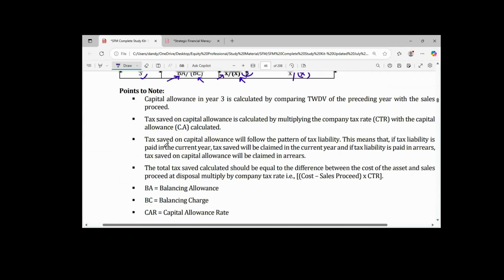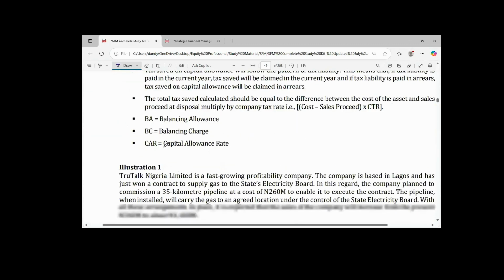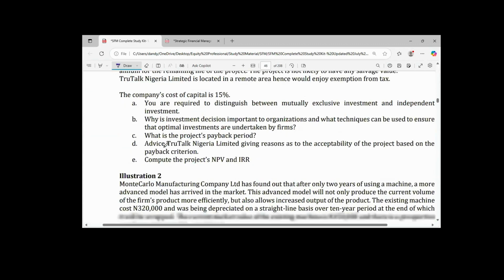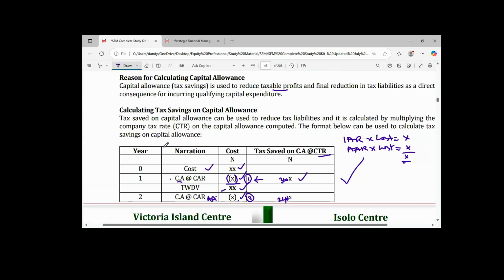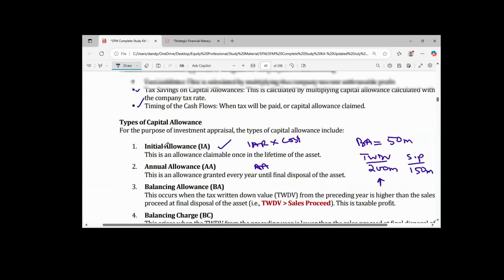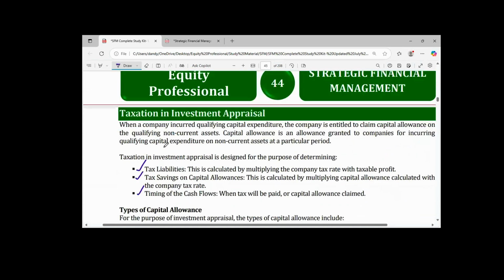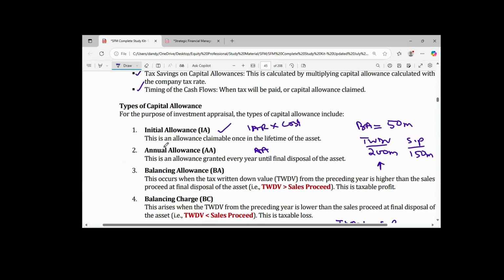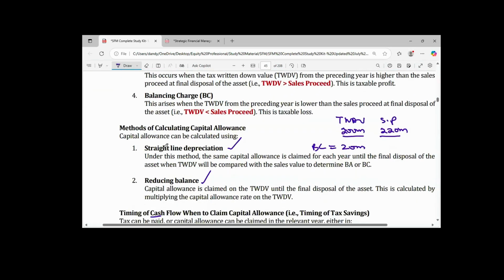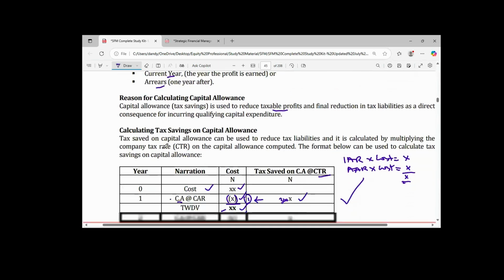Now, there's one more thing that I need to show. In this particular material, you don't have the format for calculating NPV. So I will show you now. However, yes, so let me see.